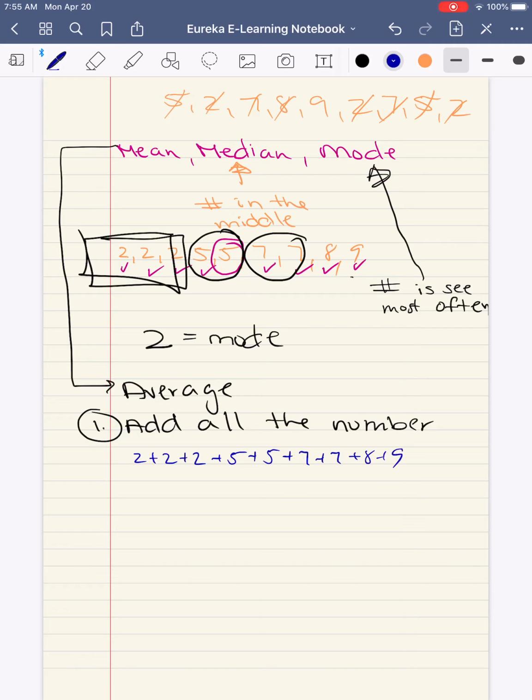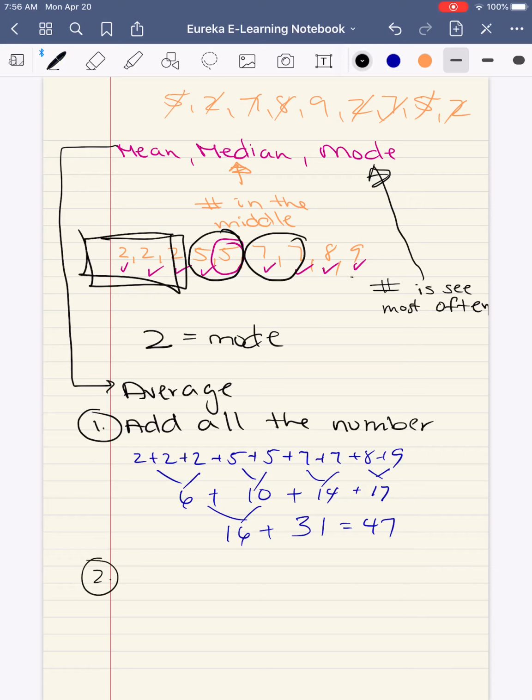So I'm going to work backwards. 8 plus 9 is 17 plus 14 plus 10 plus 6. I just like to group them so it's easier for me to do. 16 plus 7, 8, 9, 10, 11, 31 equals 47. Okay, so I'm going to add up all my numbers first.